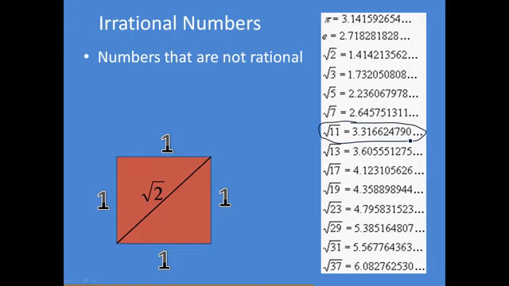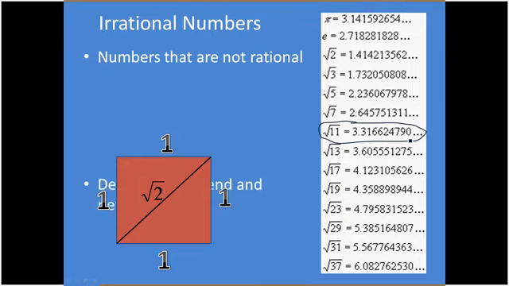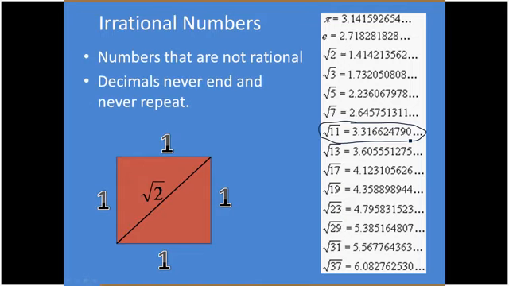If you look up irrational number, it's going to say that it's a number that's not rational. Well, that seems obvious, right? Let's think about that a little bit further. Remember, rational numbers had decimals that ended or repeated. So an irrational number is going to be a decimal that never ends and never repeats. These are all examples, common examples.